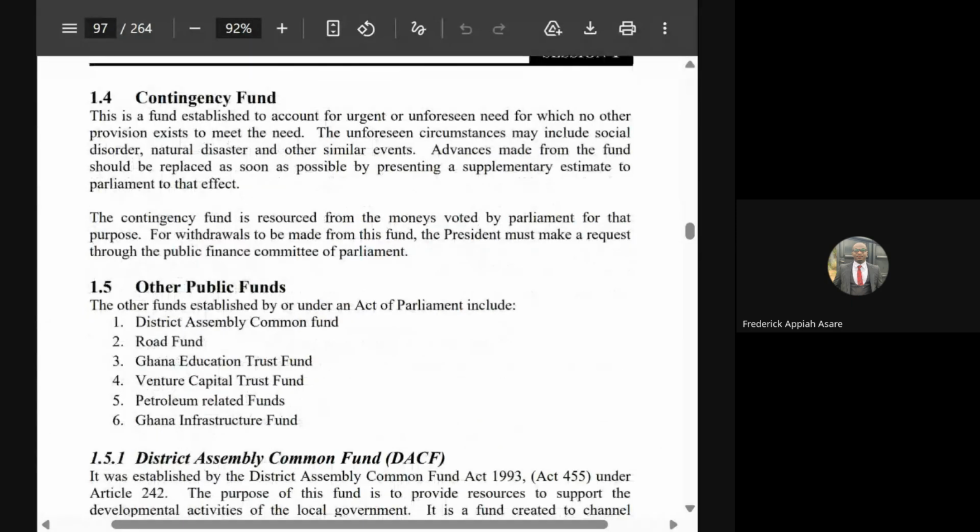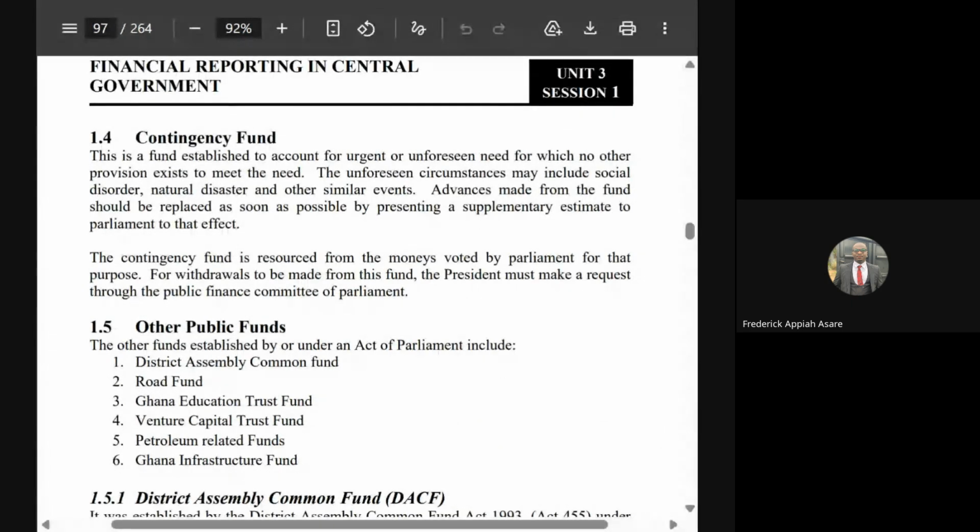Now we have another fund, which is the contingency fund, the second fund. This fund is established to account for urgent or unforeseen need for which no other provision exists to meet the need. The unforeseen circumstances may include social disorder, natural disaster, and other similar events.